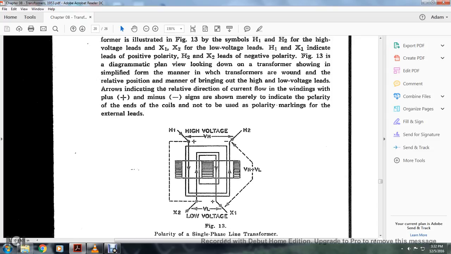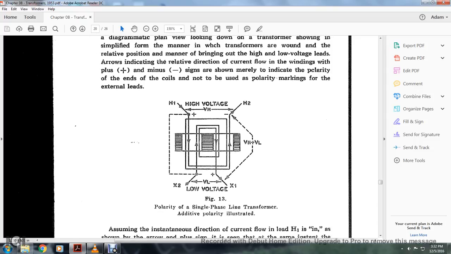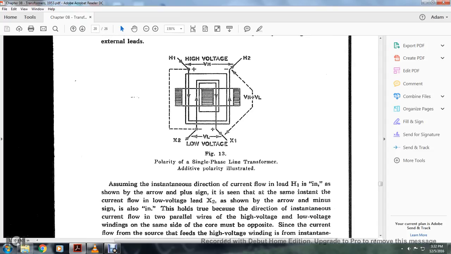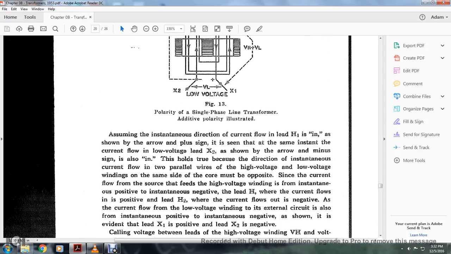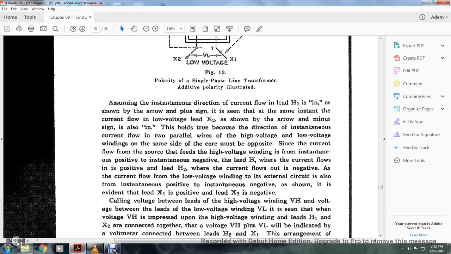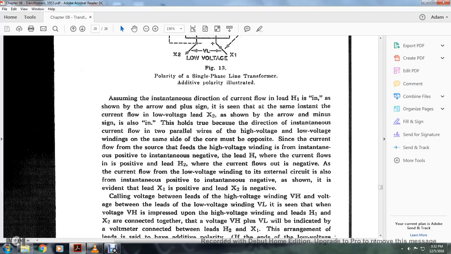This figure is the polarity of a single phase line transformer. Polarity is illustrated. Assuming the instantaneous direction of the current flow is in at the lead H1 as shown by the arrow with the plus sign, at the same instant the current flow in the low voltage at lead X2 is shown by the arrow with the minus sign and is also inward.